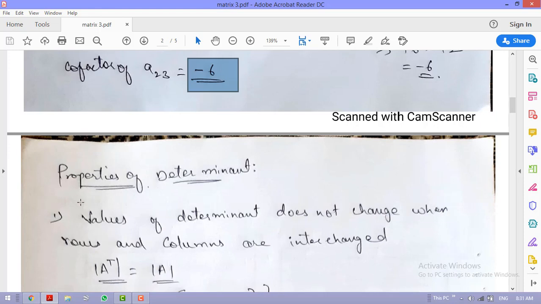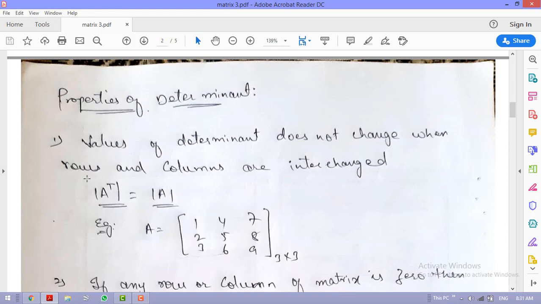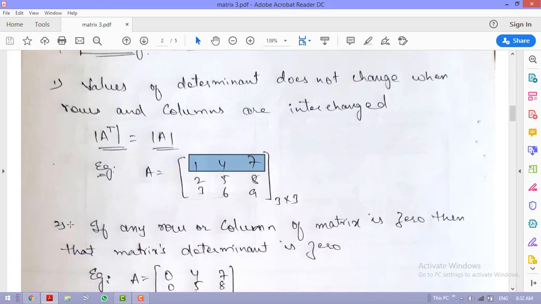The first property of determinant is that the value of the determinant does not change when the rows and columns are interchanged. You have to remember this, that even if you transform the matrix, like here we have A equal to 1, 2, 3, 4, 5, 6, 7, 8, 9, a 3 by 3 matrix. If you apply a transpose operation to this, where rows change into columns, and then find the determinant of both A and A transpose, the determinant value won't change.